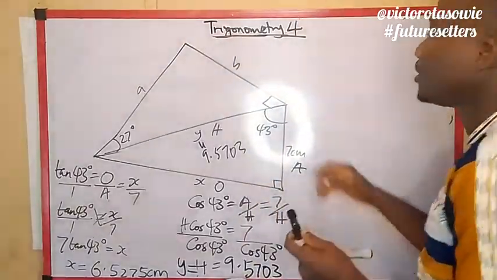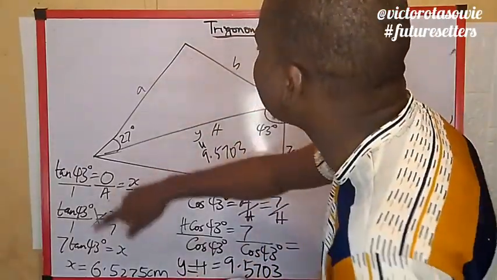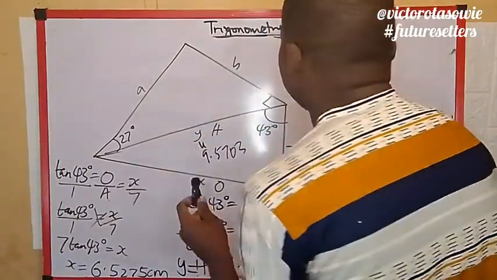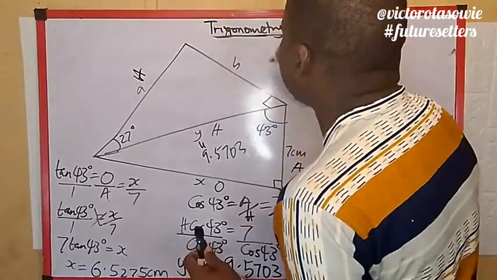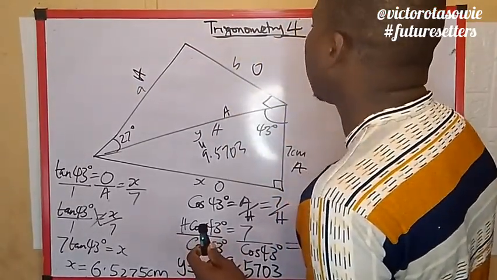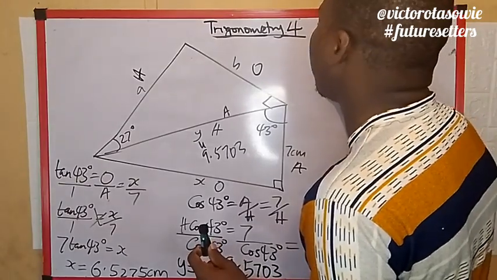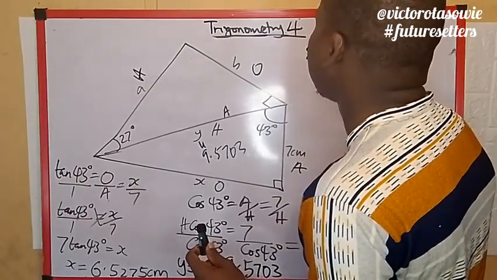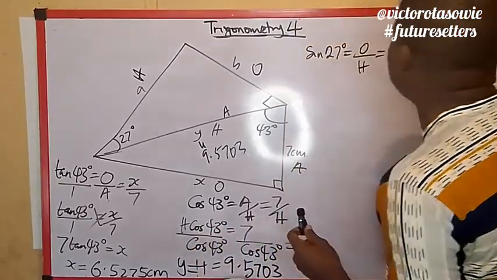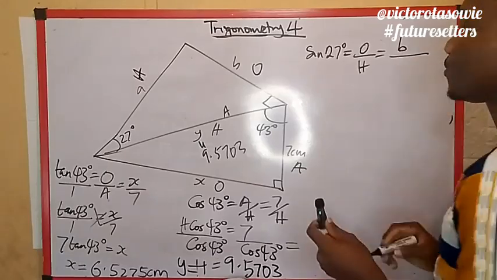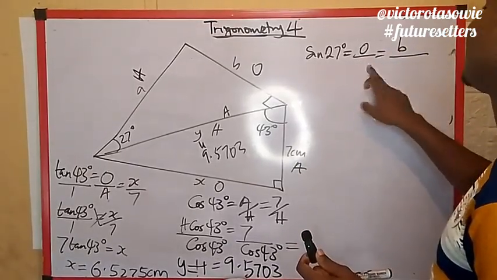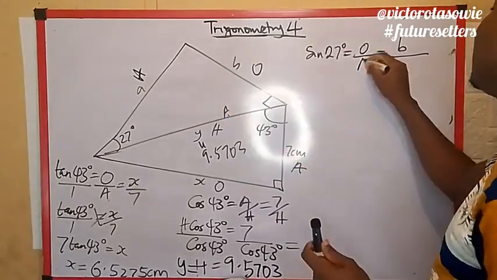So remember, this is our right angle. So if this is our right angle, we'll have that our hypotenuse is going to be a. So here is our hypotenuse, then here is our opposite, then here is our adjacent. So if we are going to get b, we work with opposite and adjacent, because here is adjacent, and opposite is b.